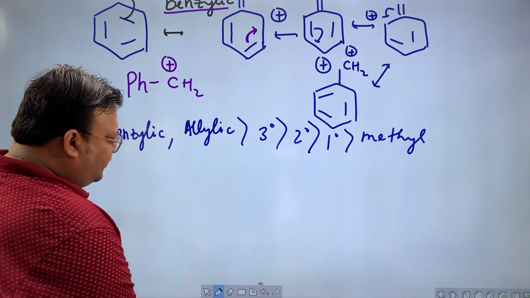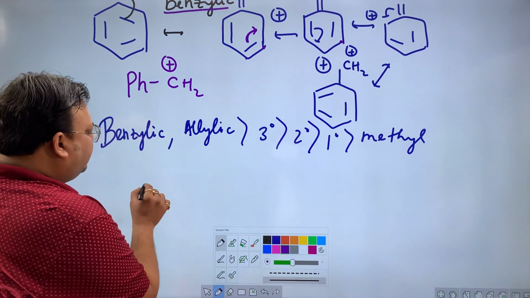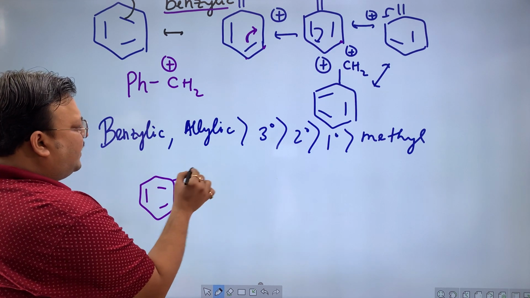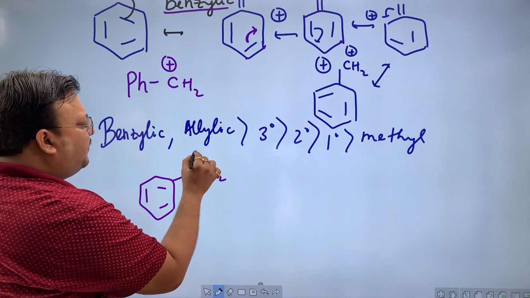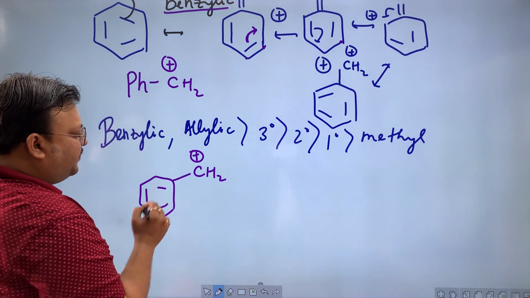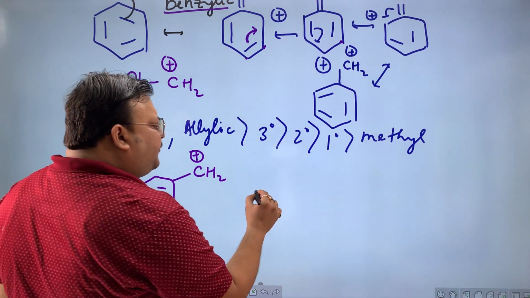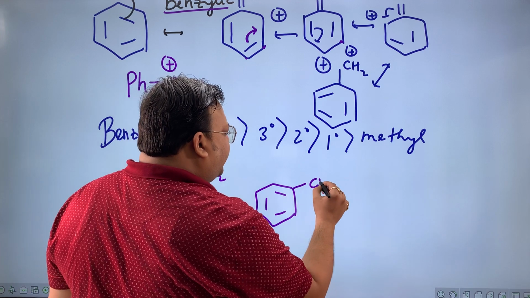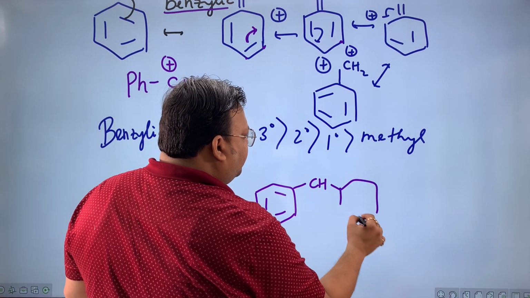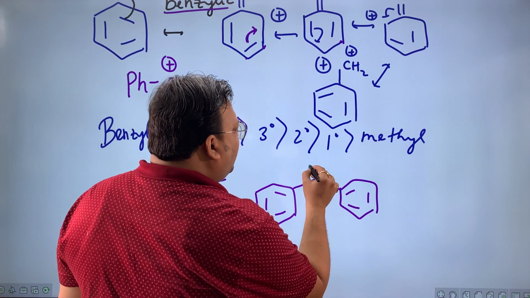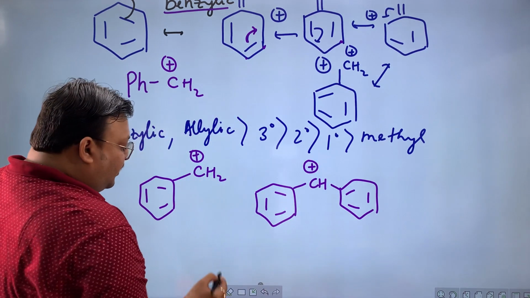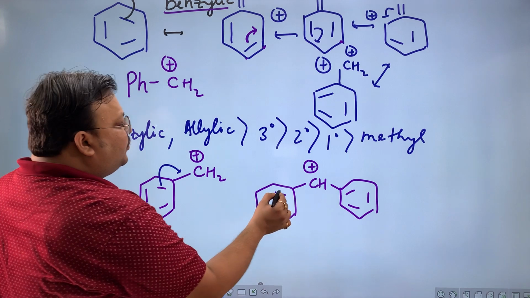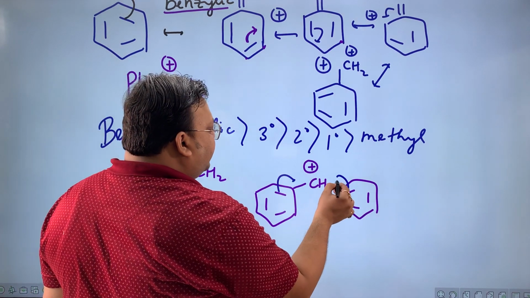Once you understand that this is stable, with a positive charge here, I write it here or here, doesn't matter, it's the same, all carbon atoms are identical. This is also benzylic. Then if you have two rings, naturally, here it was resonating only with one ring, now it can resonate with one ring as well as this ring.